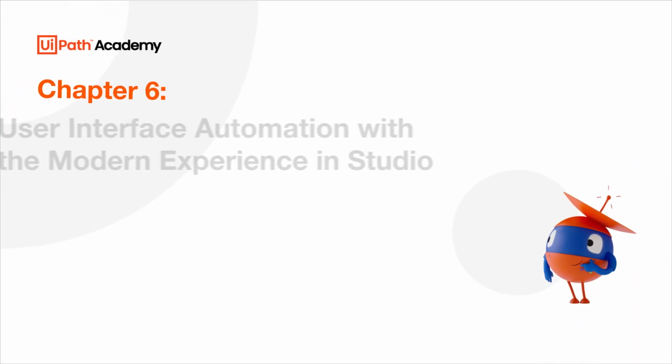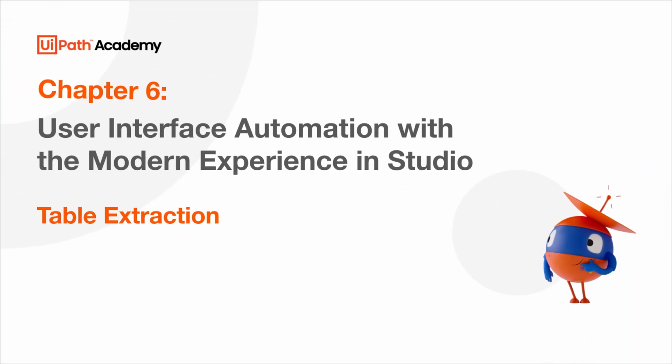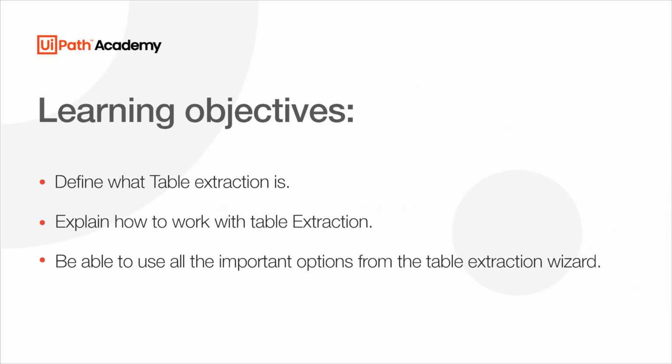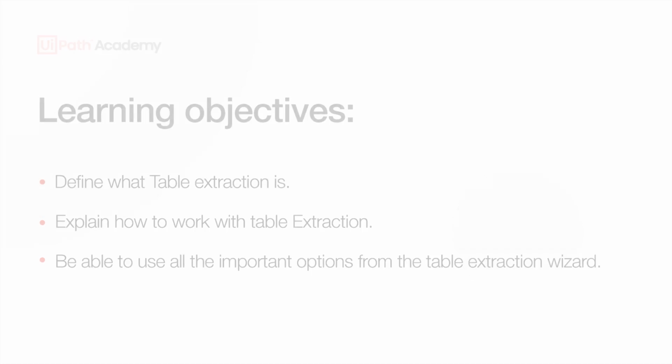Hello and welcome to this demo on table extraction. In this demo, we'll start by learning what table extraction is, and then we'll explore how to use it. The goal here is to use table extraction to scrape the title, URL, and upload date of the first 3-page videos of UiPath Academy from Google, and then write the extracted data into an Excel workbook using Excel activities.